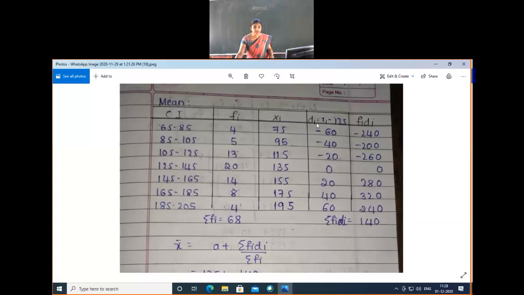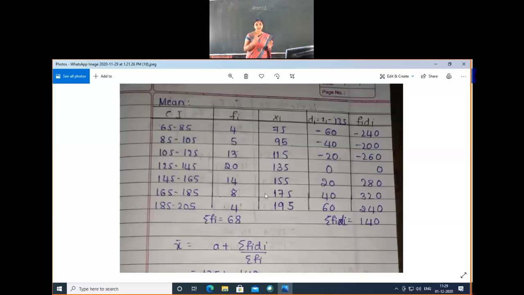Now the mean concept. Okay, so class interval is given, Fi is given, Xi you have to find to get the mean. Xi in the sense class mark. Then here they have used the assumed mean method, Di. We have to fix one assumed mean. Here they are fixing 135 as the assumed mean. Each observation we have to subtract from 135. Xi minus 135, which is Di.